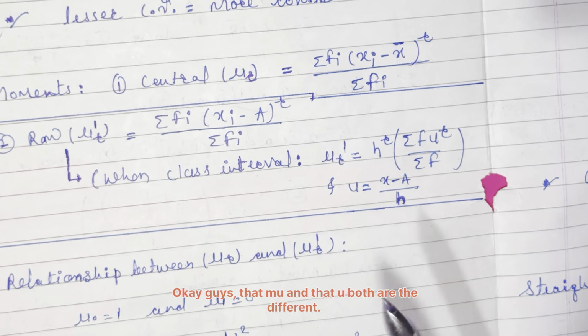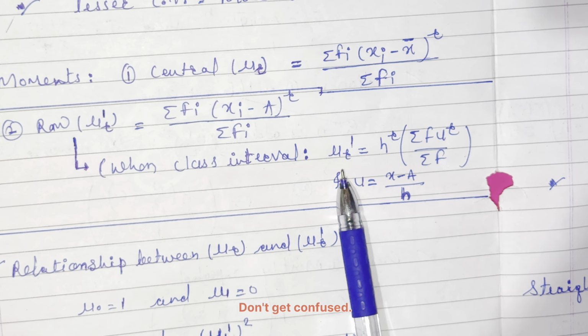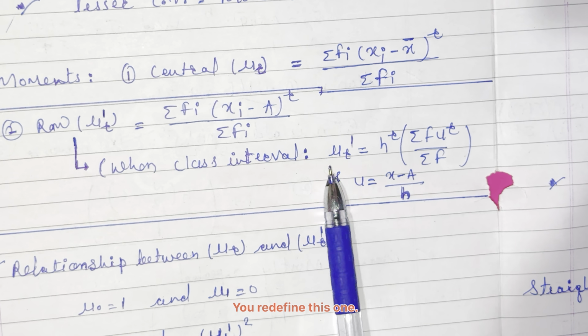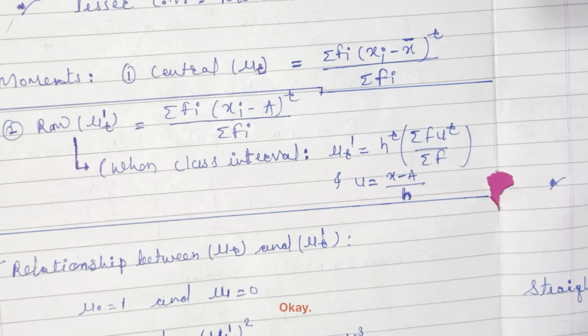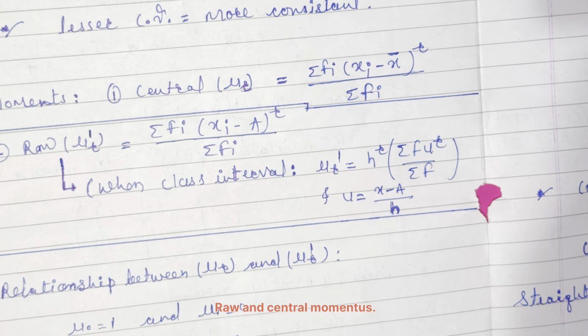See, guys, that mu and that u are both different, don't get confused. This is mu and this is u. Don't get confused. I hope you all understood raw and central moments.